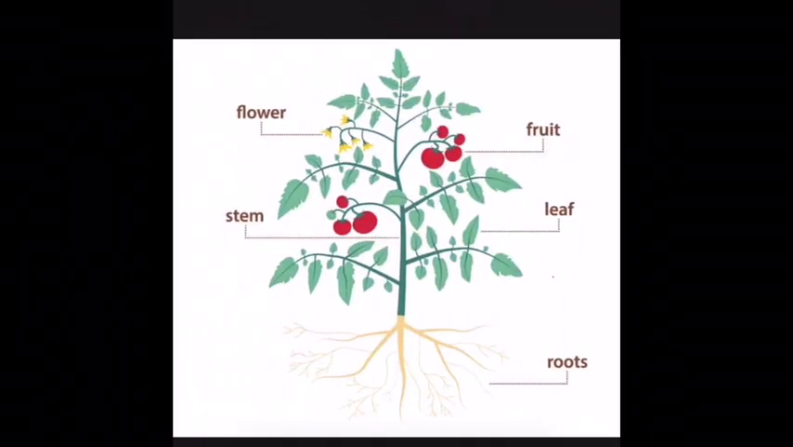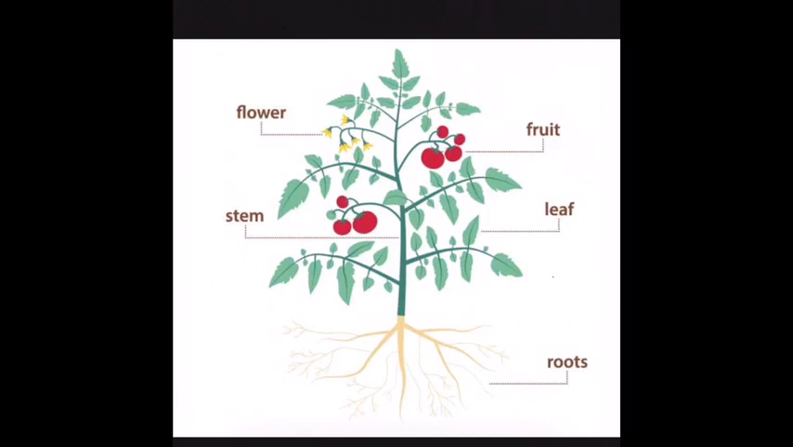Today we are going to see the parts of a tree and their functions. Now let's begin. Here is the labeled diagram of a typical plant. Here you can see fruit, leaf, roots, flower and stems are mentioned. We will discuss every part briefly.